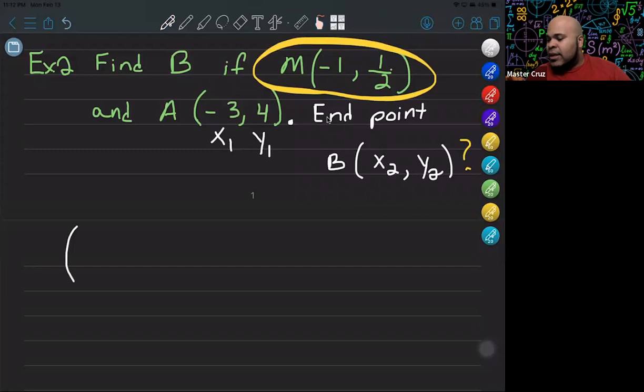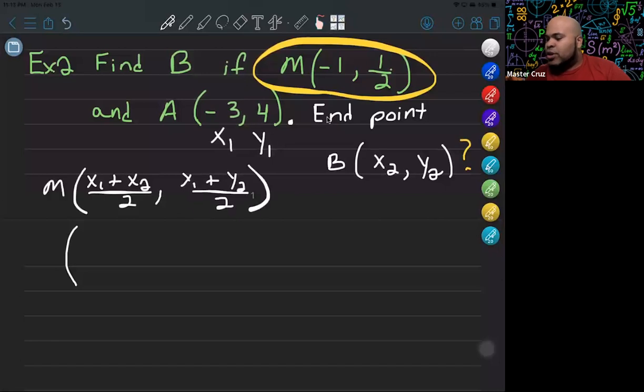So let's do it. Remember the formula. I'm going to write it right now real quick: x1 plus x2 all divided by 2, and y1 plus y2 all divided by 2, right? That's my formula. So I'm going to rewrite this formula. I know what x1 is. x1 is -3. So I'm plugging in this -3 for x1, but I don't know what x2 is. So I'm just going to say plus, and I'm going to write down x sub 2 because I don't know what it is. And this is all divided by 2.